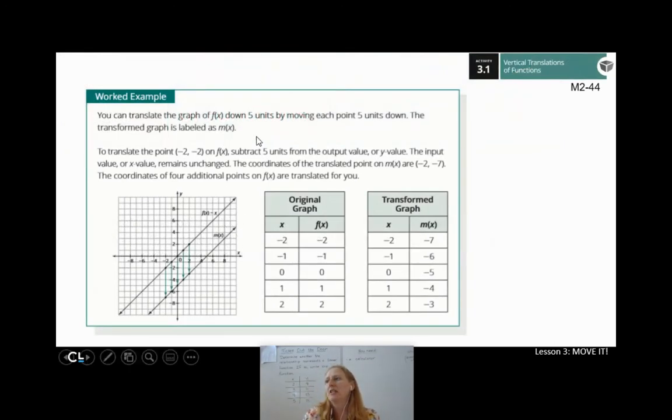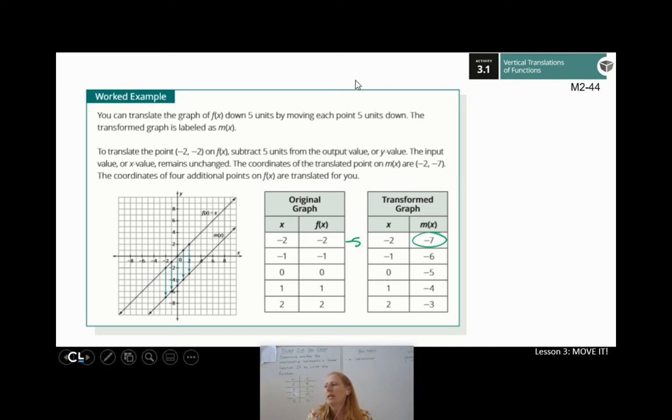So you can translate the graph of f of x equals x down 5 units by moving each point down 5 units, right? Down 5, down 5, down 5, down 5, down 5. And the transformed graph is labeled as m of x. So to translate the point (-2, -2), you'd have to subtract 5 from our output value, from our y, because we noticed that when you translate up or down, it only affects the y-coordinate. It doesn't affect the x-coordinate. So our x-coordinate would stay the same, but our y-coordinate has us subtracting 5 to get to our new y-coordinate.